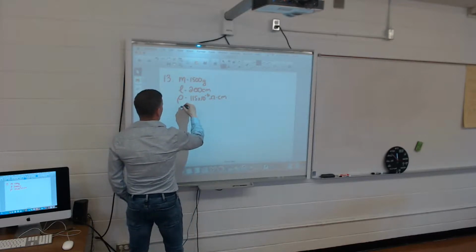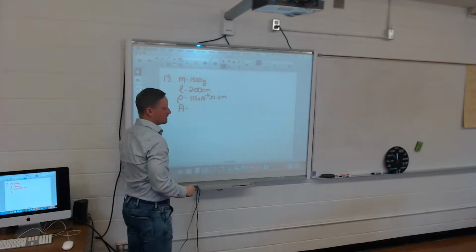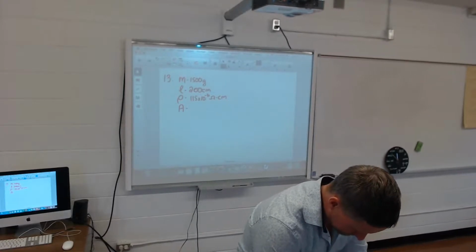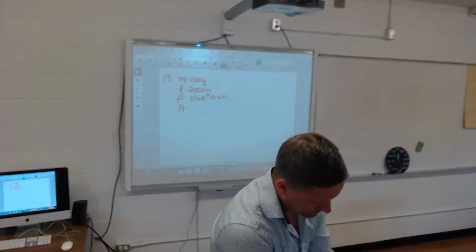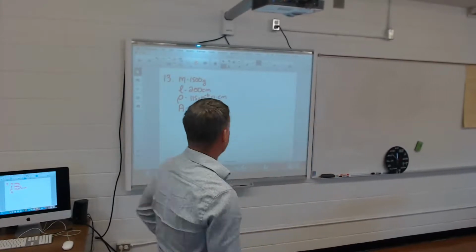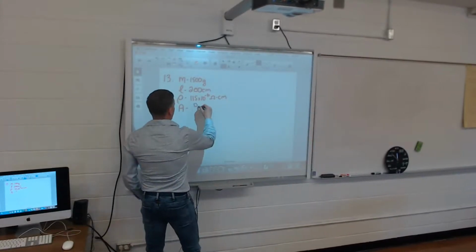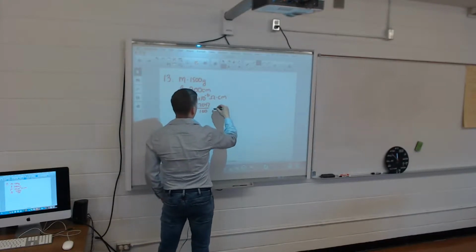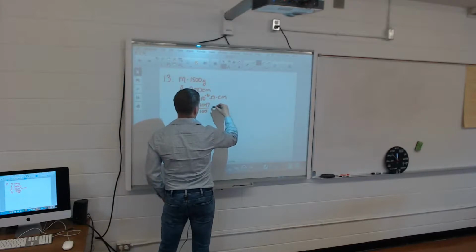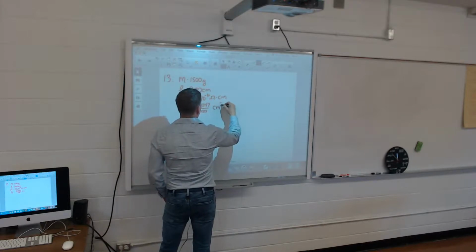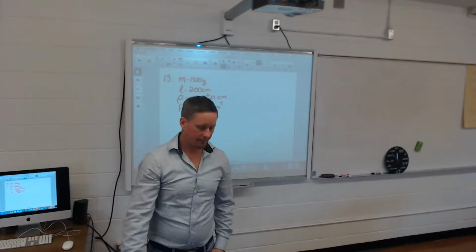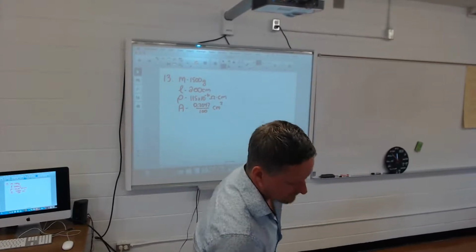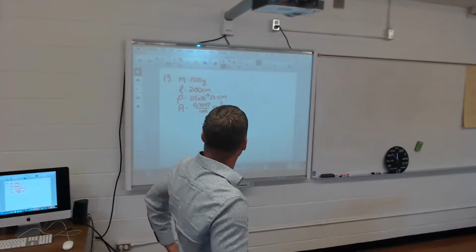Our 24 gauge wire gives us our cross-sectional area. What's 24 gauge? 24 is 0.2047, right? So I've got 0.2047 divided by 100 to get me centimeters squared, because it's in millimeters squared. And there's 10 millimeters in a centimeter. All right, so there's that.